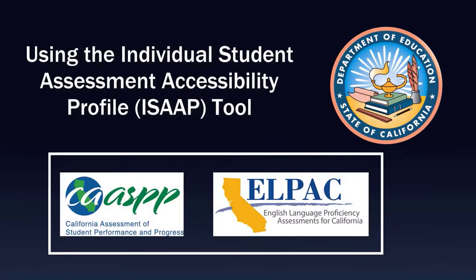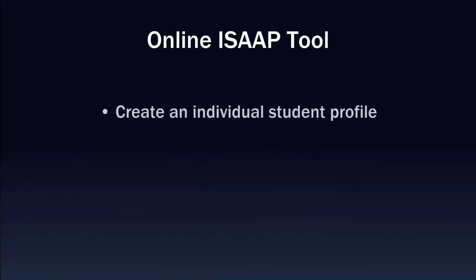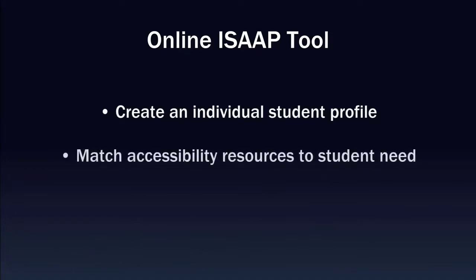By the end of this tutorial, you will be able to use the Individual Student Assessment Accessibility Profile tool, also known as the ISAAP tool, for both the CAASPP and ELPAC. The online ISAAP tool helps create an individual student profile for each student by matching the appropriate accessibility resources to each student's need in order to ensure a fair and valid testing experience.